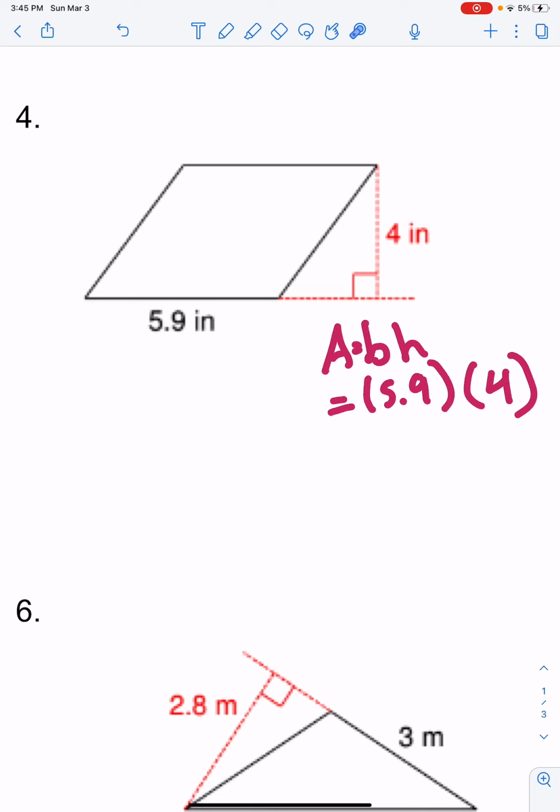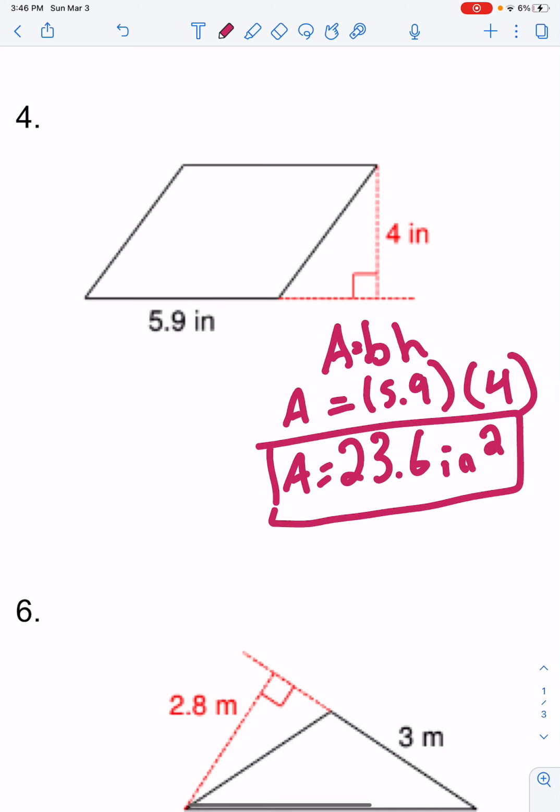All right, so the area of this parallelogram, we're going to do 5.9 times 4, and that's going to give us 23.6 inches squared is our label.